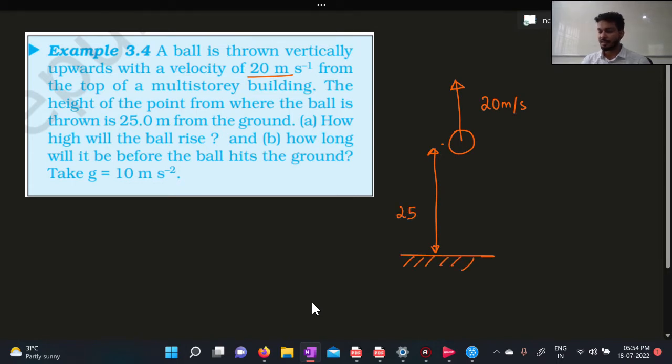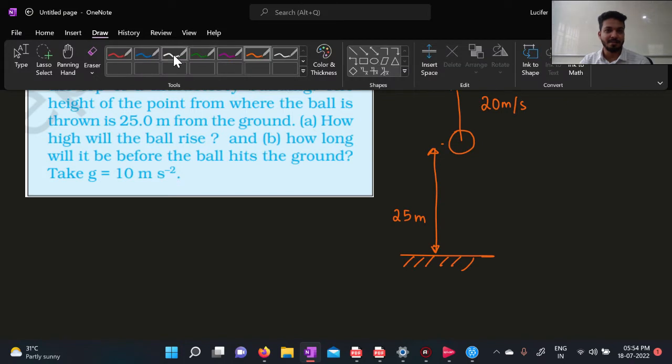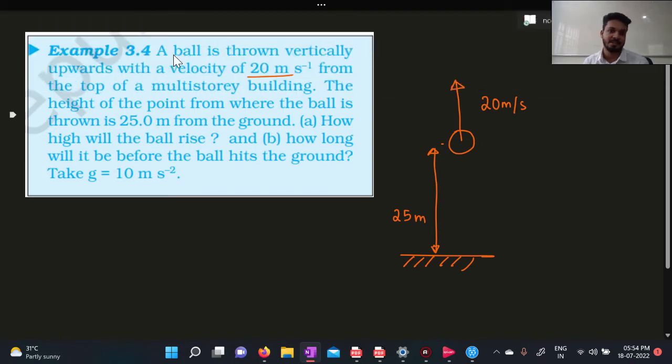Again, let me tell you, as physics students, making diagrams is paramount. It's highly expected of you as good physics students that you are able to make good diagrams, because half the battle is won if you understand the question. And how better to understand the question than by making a diagram. So, how high will the ball rise? Second, how long will it take for the ball to hit the ground?